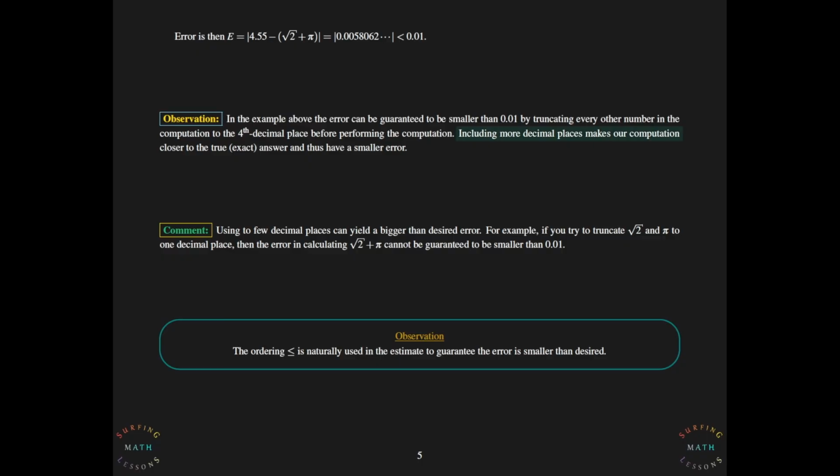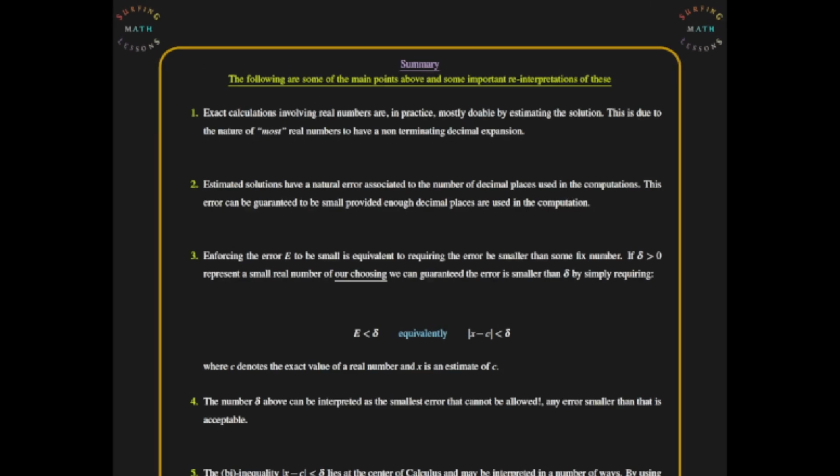First, the more decimal places we use, the closer our answer is to the exact value, and thus the smaller the error. The second is that too few decimal places can yield a bigger than desired error. For example, truncating the answer above to the first decimal place yields an error of around 0.05, which is 5 times bigger than requested. Before we move on with the discussion, let us recap some of the important points above.